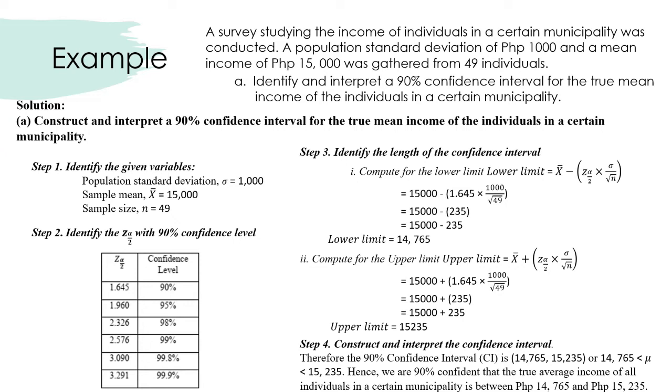Step 1. Identify the given variables. Let's have the population standard deviation or the sigma that is equal to 1,000. Next is the sample mean, which is your x bar, that is equal to 15,000 pesos. Next is the sample size, that is your n, that is equal to 49.